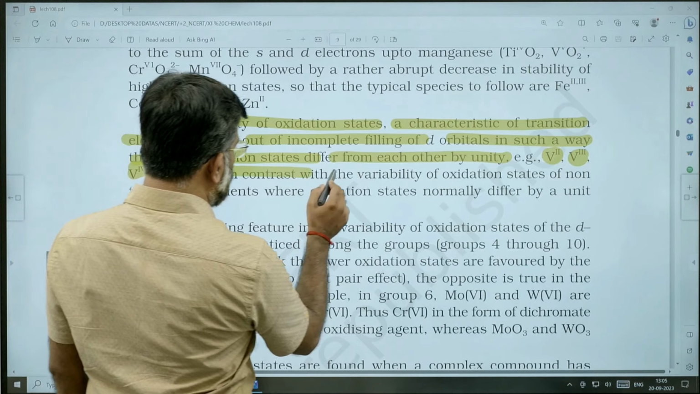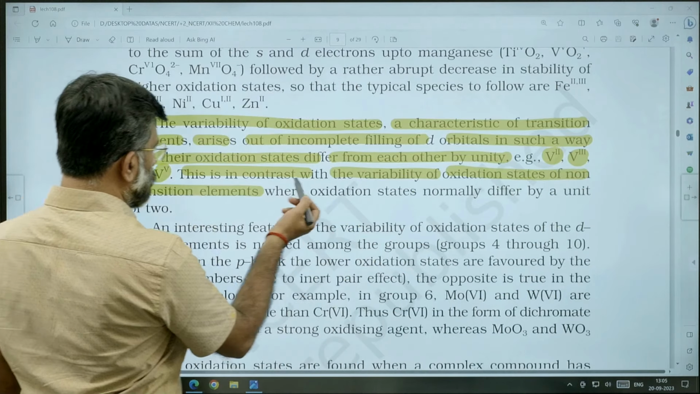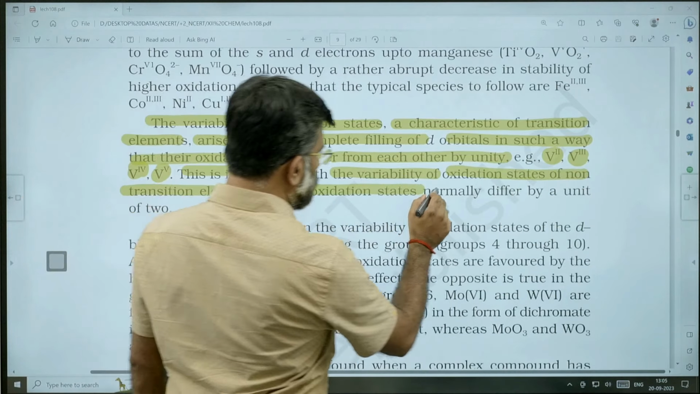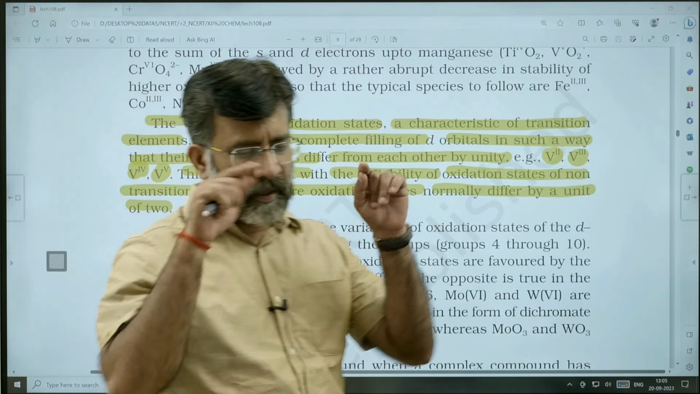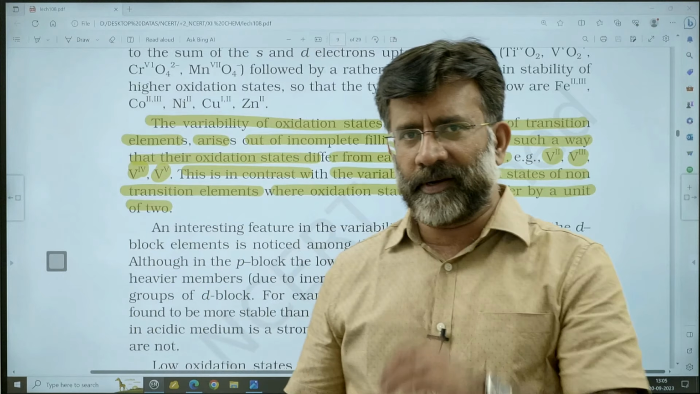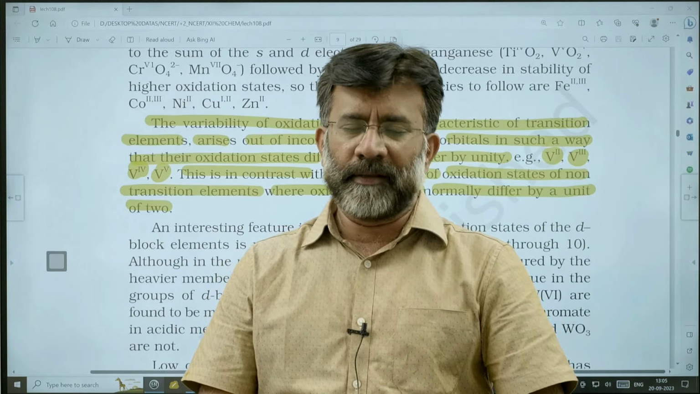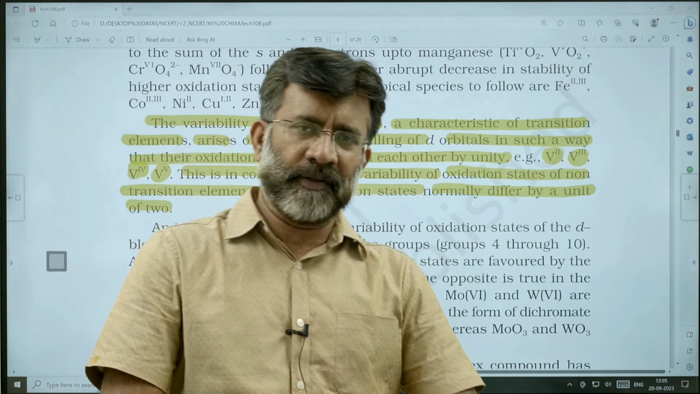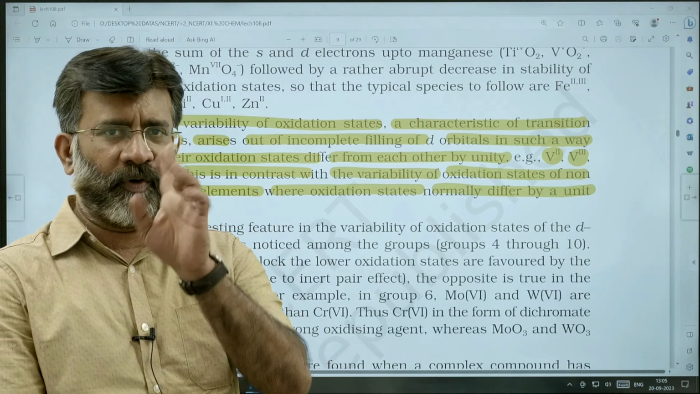This is in contrast with the variability of oxidation state of non-transition elements, where oxidation state normally differ by unit of 2. So non-transition elements, that is representative elements, that is in the p block elements, there can be variability which differ by 2 units. Here, the variability differ by 1 unit.